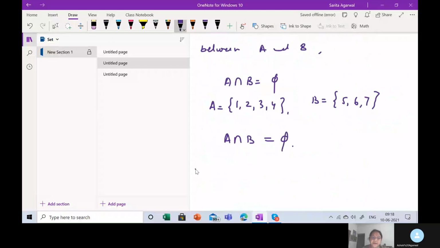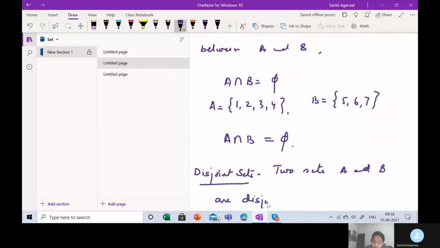Right, now we are coming to the disjoint set. Two sets A and B are disjoint if they have no common element. So we can write: two sets A and B are disjoint if A intersection B is empty. So these two are disjoint sets.